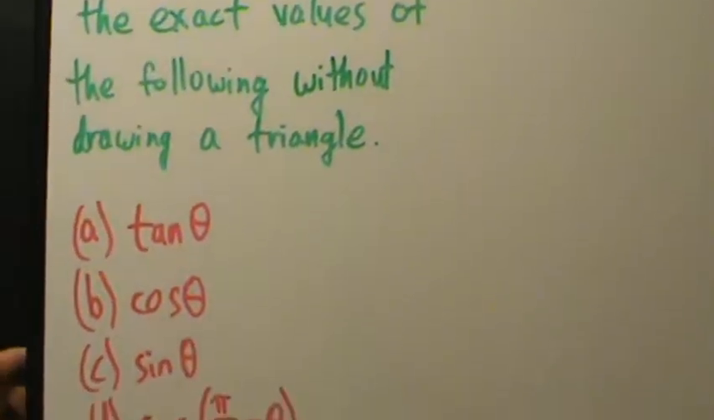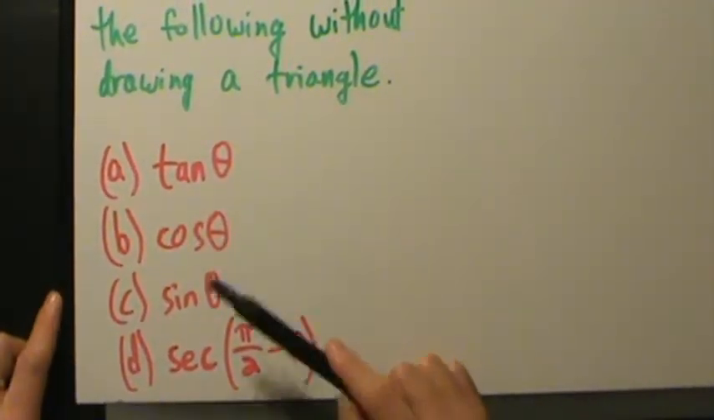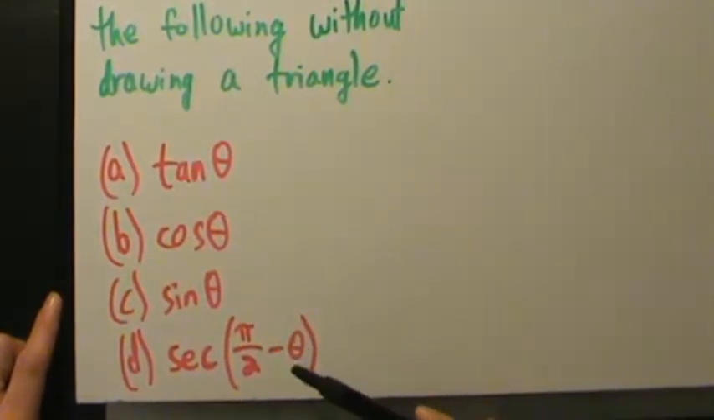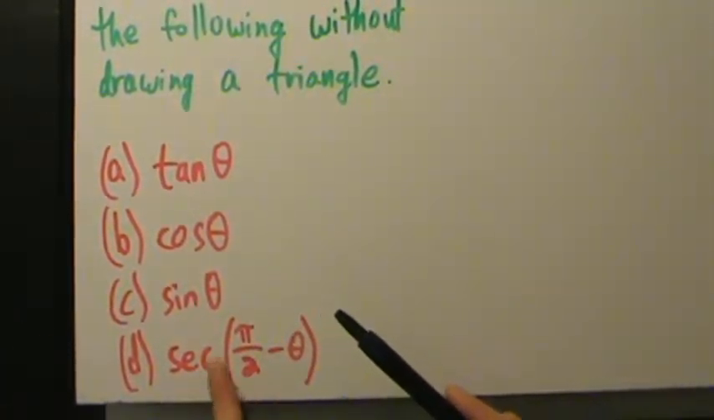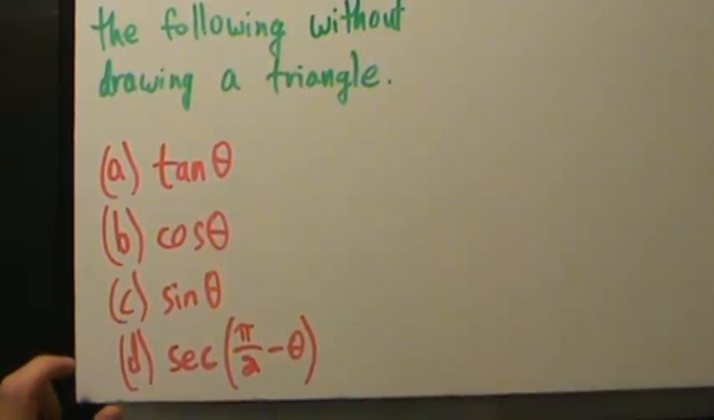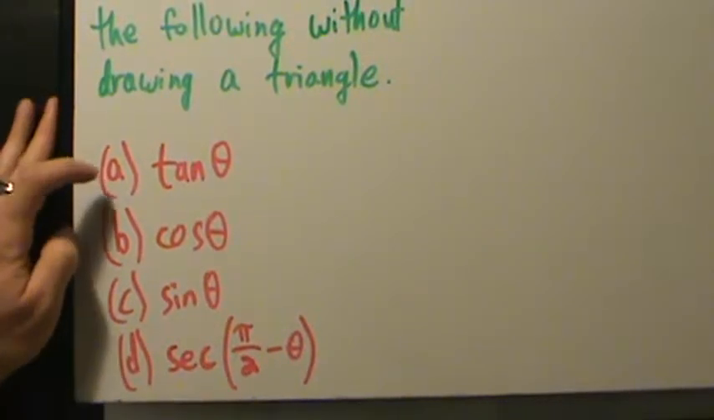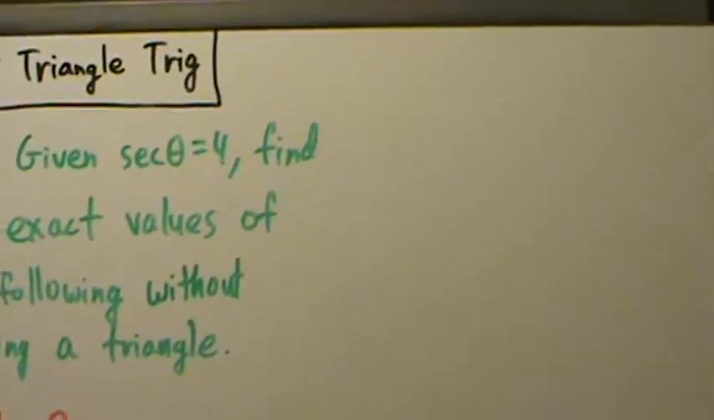The expressions we want to evaluate here are tangent of theta, cosine of theta, sine of theta, and secant of pi over 2 minus theta. For part D, we're going to have to use the complementary angle theorem. Remember, we talked about that a few videos ago, so we'll talk about that more when we get to it. Anyway, let's do part A, so tangent of theta.